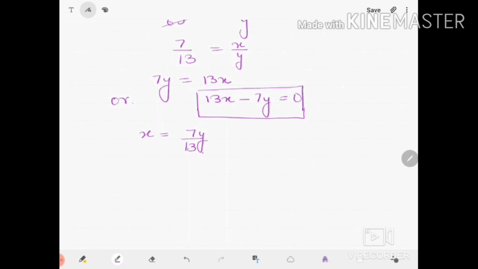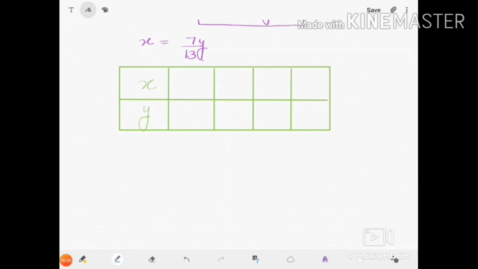Now let us make the table for making the graph. Let us write the values of X and Y according to this equation. So when Y is equal to 0, X will also be 0. When Y is equal to 13, X will be 7. Similarly, if I consider Y equals 26, X will be 14. Three values are sufficient for plotting the graph.